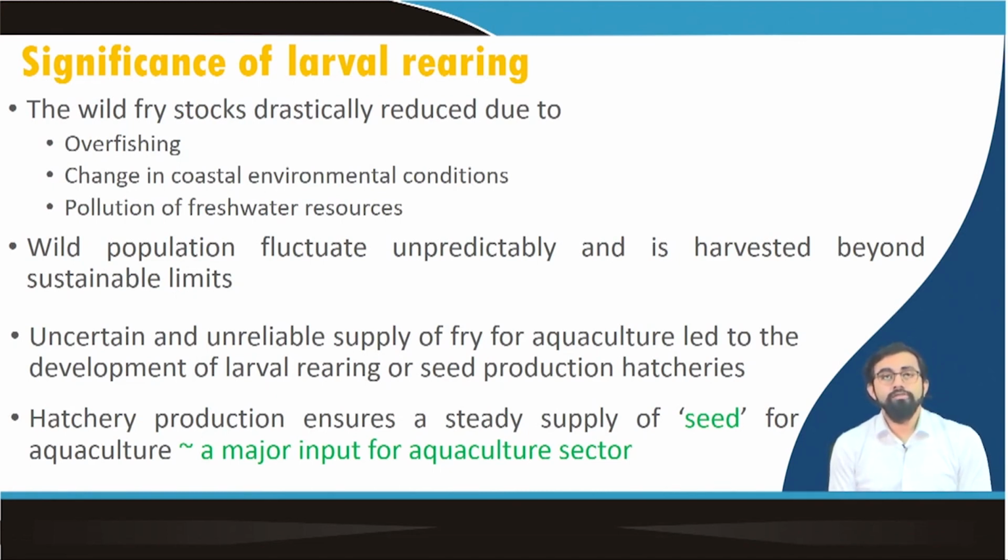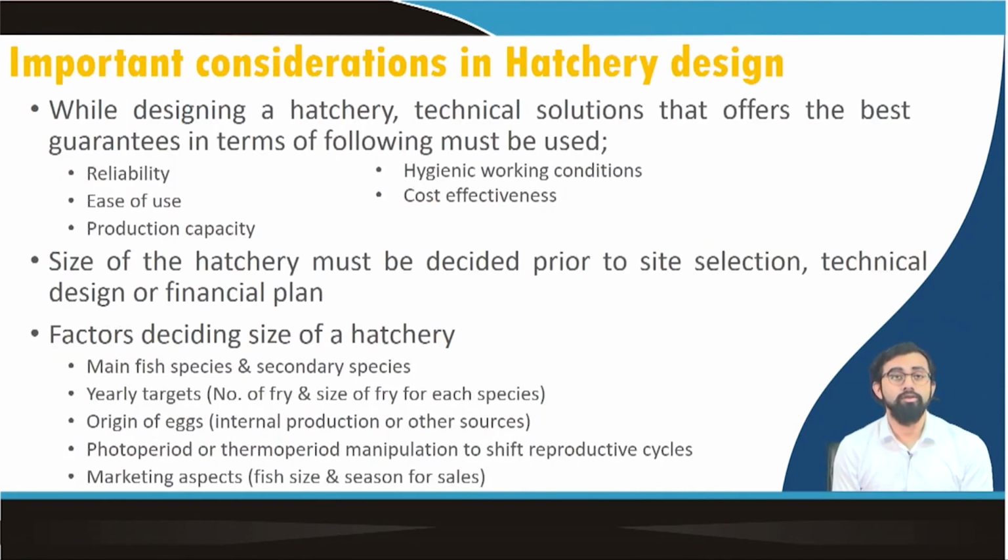Another thing is in case of wild catch, the wild fry stocks are an uncertain and unreliable supply. So you cannot be 100% sure that you will get a certain amount of fry available for your grow-out pond to have a certain amount of marketable products, okay? So for that, the development of larval rearing or the seed production in the hatcheries will have an impact on it. Hatchery production ensures the steady state supply of seed for the aquaculture, which is like the major input for the aquaculture sector, right?